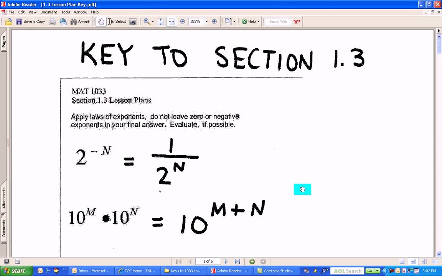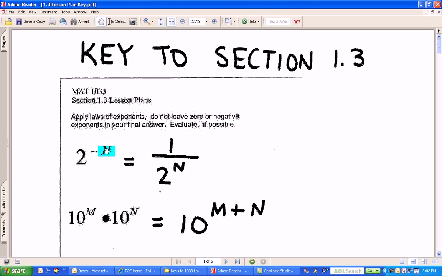Okay, ladies and gentlemen, if you need a refresher for section 1.3 for Math 1033, let's look at the first problem. So get your class notes out. This is the answer key, but what I'm going to try to do is talk you through the steps.